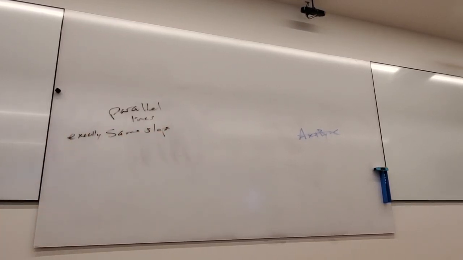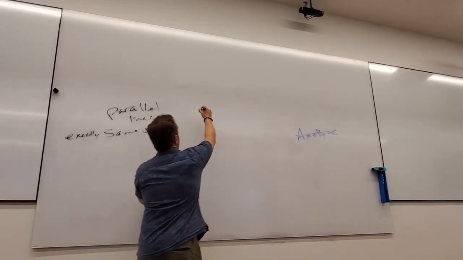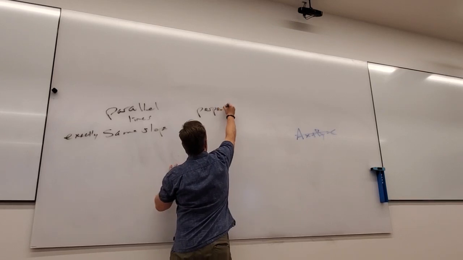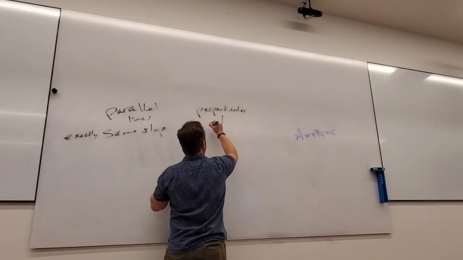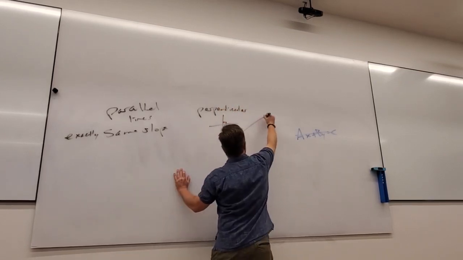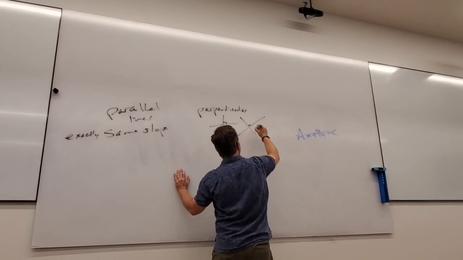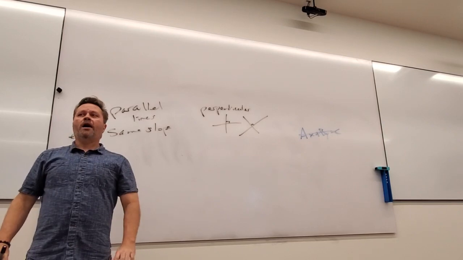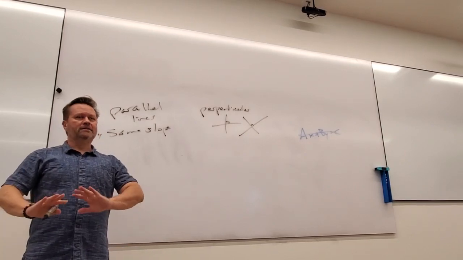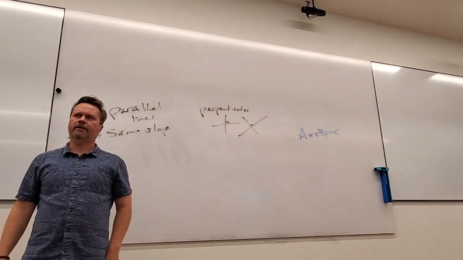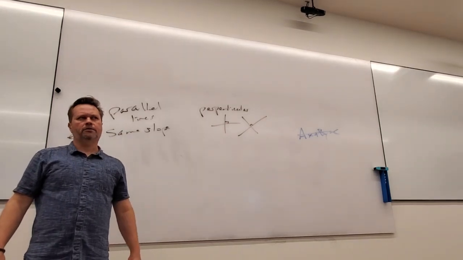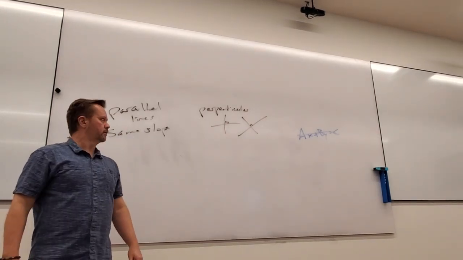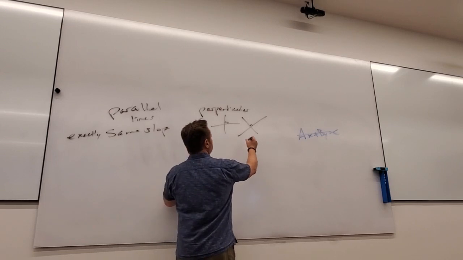So what do you think about perpendicular lines? What does perpendicular mean again? 90 degrees. Yeah, they meet at 90-degree angles. One line could be like this, and the other line would have to be like that. So they meet at a 90-degree angle. Does that make sense? So obviously the slope is at least not equal. Does anyone have a guess how the slopes would have to relate?